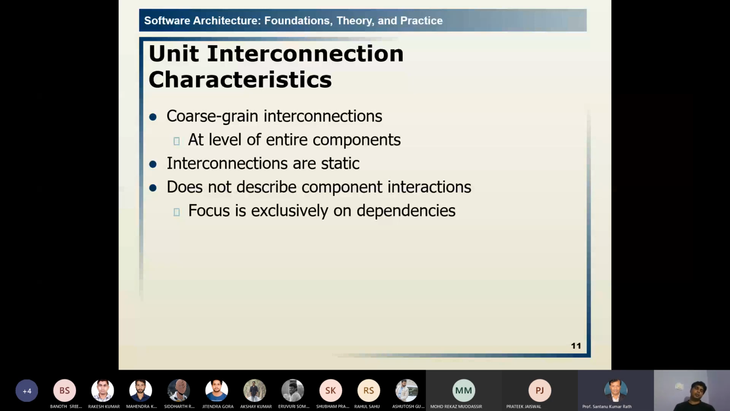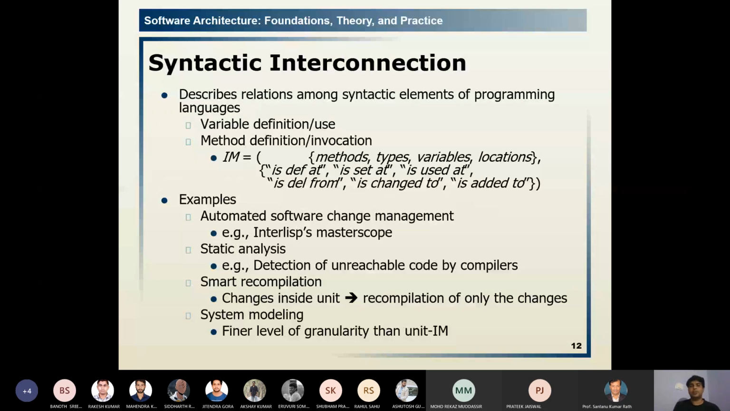Then syntactic interconnection. It describes the relationship among the syntactic elements of any programming language. They are variable definition, variable use, method definition, and method invocation. For this, the interconnection model uses methods, types, variables, and locations. And it is defined at, is stated, is used at. These are some notations used for the syntactic interconnections.